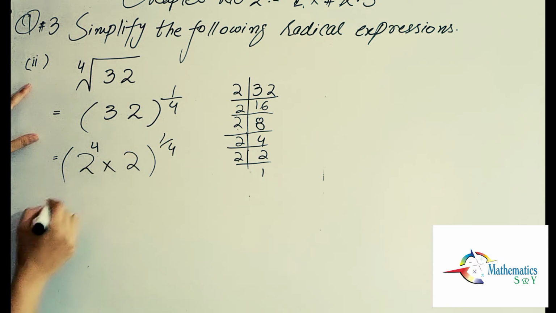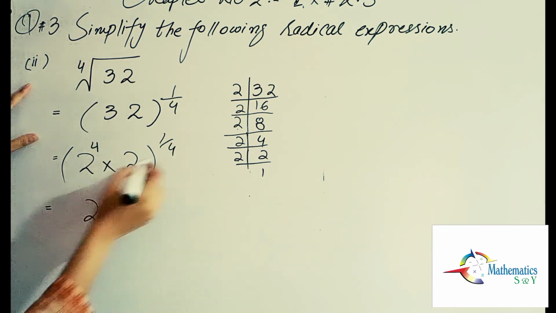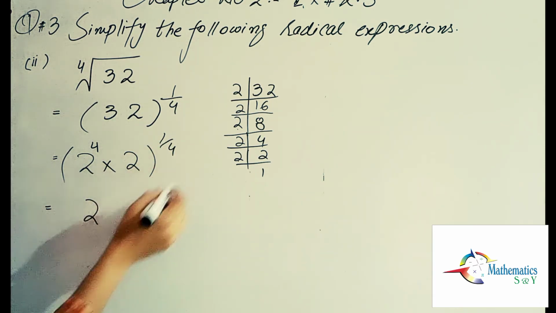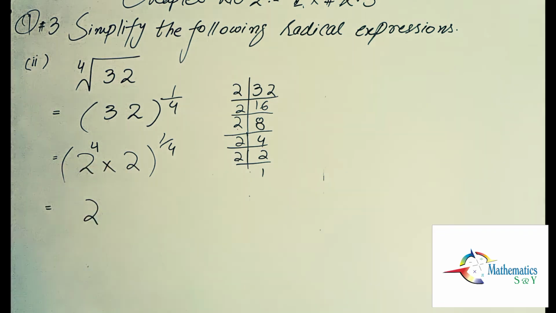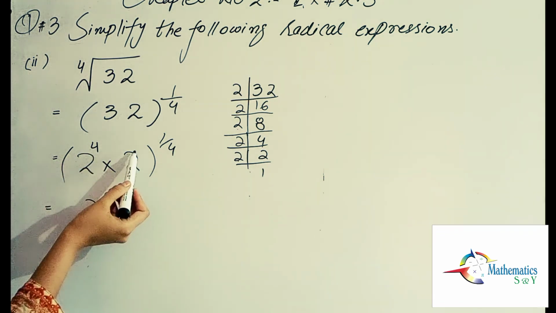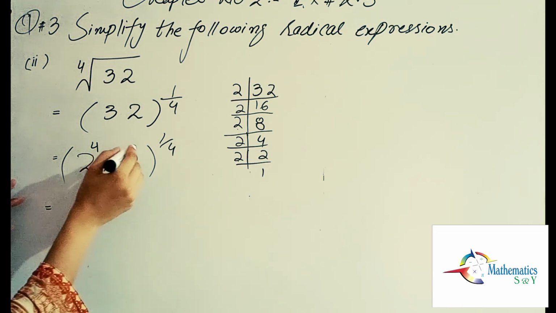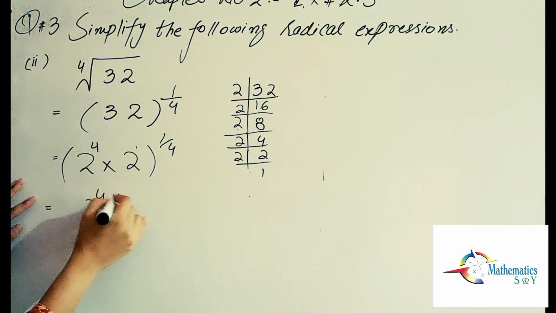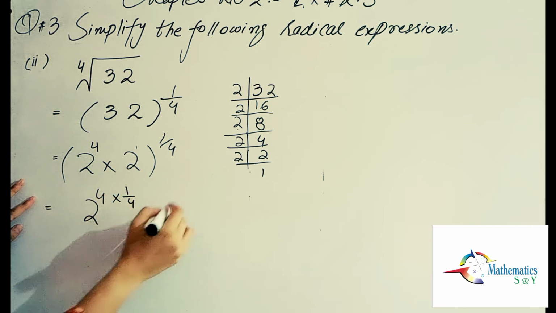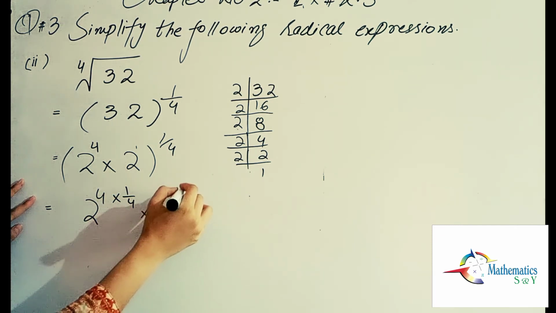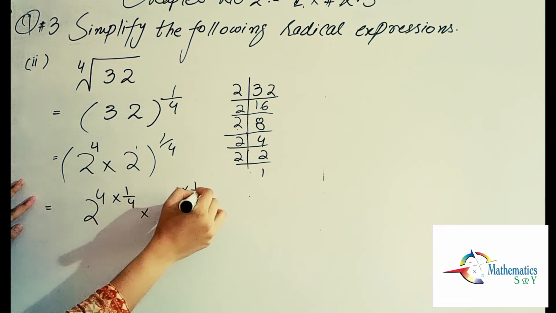1 by 4, 2 raised. Now this 1 by 4 is the exponent of the whole expression. So this will be multiplied by both the powers, with 4 and here is no power, so that will be 1.